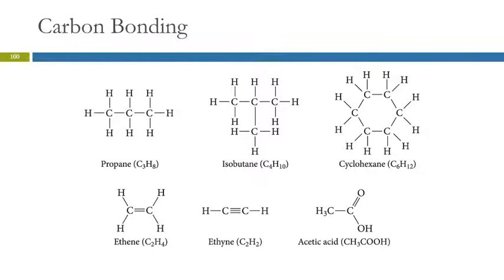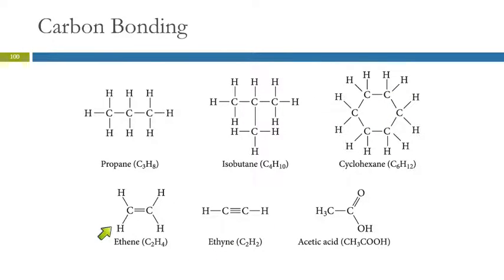Here's some examples of carbon bonding. We've mentioned propane before. This is the structural formula for propane. The 3 carbon atoms have single bonds in a chain with each other, and then the hydrogen atoms are bonded to the carbons. You notice each of these carbon atoms has 4 bonds. Isobutane, cyclohexane, here the carbons form a ring, like they're playing Ring Around the Rosie. But again, each carbon has 4 bonds.